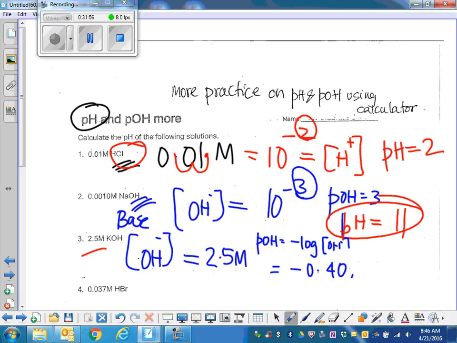0.40. My pOH is a negative number, therefore what is my pH? pH equals 14 minus of minus 0.40. Therefore, my pH is 14.40. Right? Okay. Now the confusing part is the pH is more than 14. Can pH be more than 14?